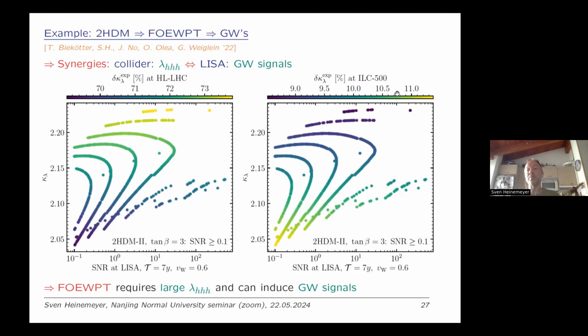So the precision improves substantially in the zone of interest that is favored by the first order electroweak phase transition and the gravitational wave signal. So this is some bad news for the high luminosity LHC and some good news for the plus and minus collider operating at 500 GeV center of mass energy.